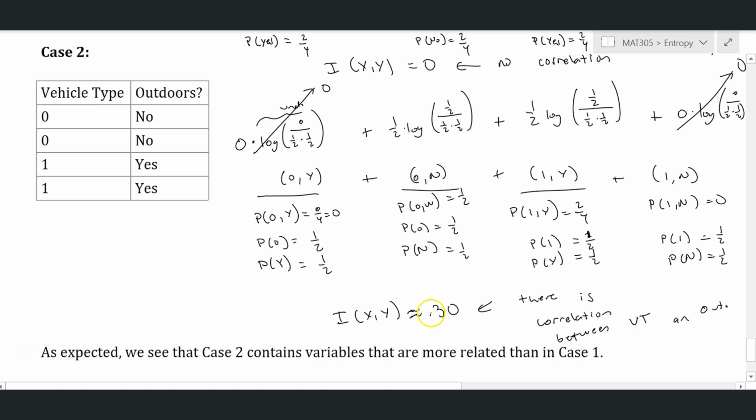So the metric that we come up with is kind of a function of how many states you have for each of the variables, right? Because there'll be a separate term for each variable and the probabilities themselves. But at least if they are completely independent, we do expect 0 mutual information. And so as expected, we see that case 2 contains variables that are more related than in case 1.